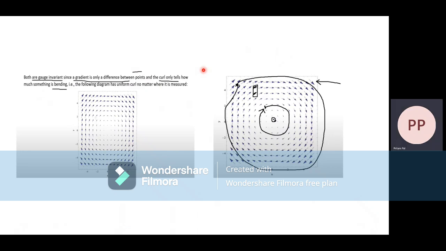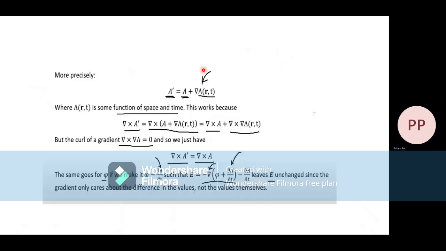So the curl of the vector potential is the magnetic field. That's how those things are defined. Since they are not something you can directly measure, both are basically gauge invariant, as I mentioned.